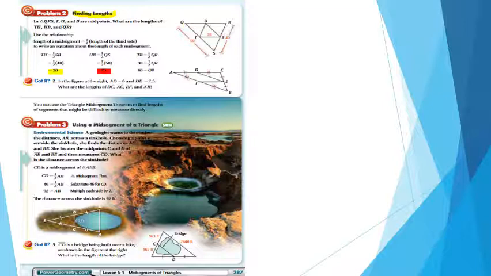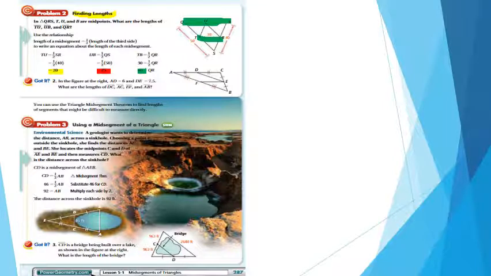QR, this one. This is missing. They give us that TB is 30, and by the theorem, TB is half of this, and QR is double of this. So if this is 30, then this will be, of course, double it, 30 times 2, which is 60. Very easy.